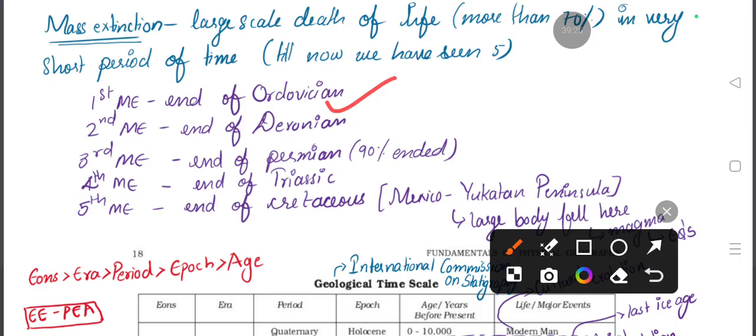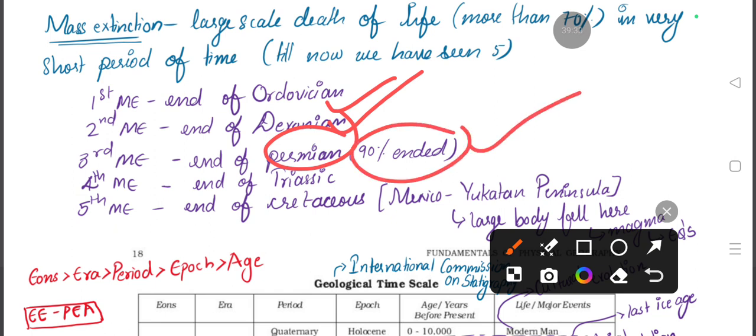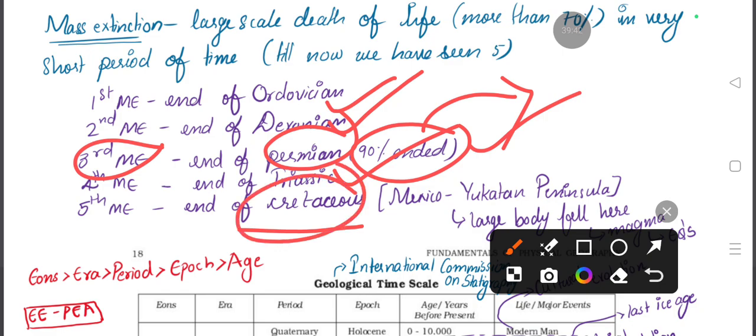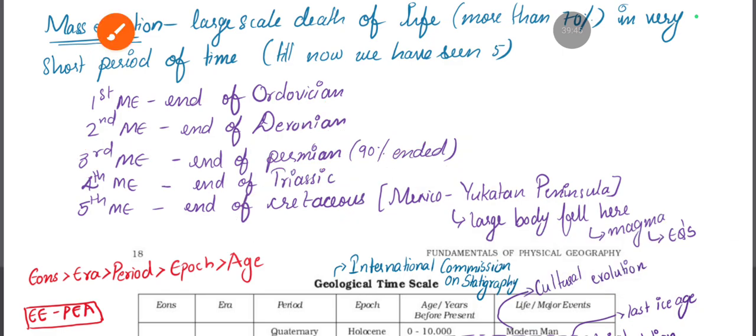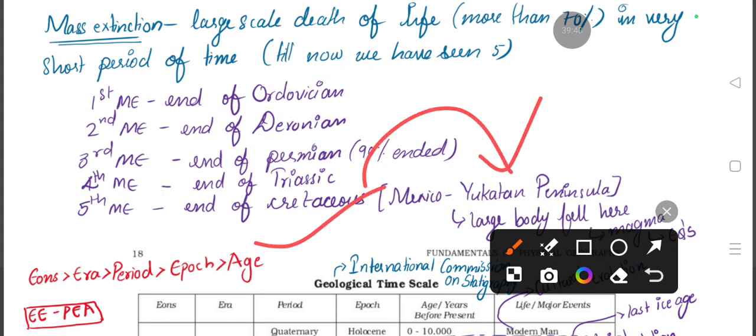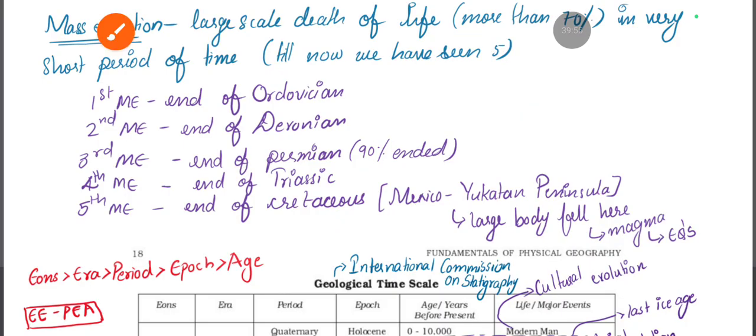One is at the end of the Ordovician, and the other one is at the end of the Devonian, and at the end of the Permian. This is the 3rd mass extinction. But 90% of life ended during this third mass extinction. Fourth one we have seen at the end of Triassic, and the fifth one at the end of the Cretaceous. Okay. During this fifth mass extinction, a large body, which is probably a meteoroid, fell on the earth at Yucatan Peninsula, because of which large amounts of magma and earthquakes started developing. This led to the fifth mass extinction.